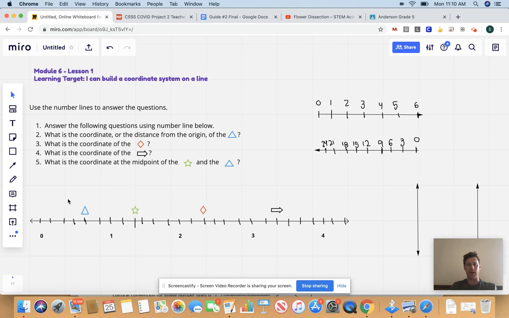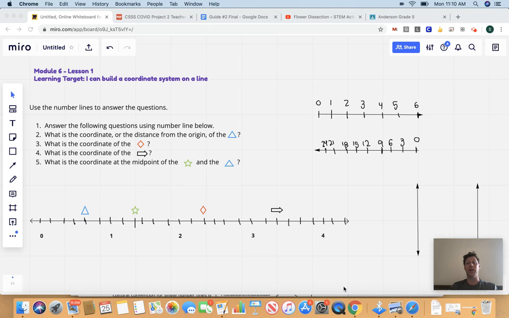coordinate plane looks like. So, we've got some shapes here on a number line, and we're going to figure out where those shapes are. But first, let's look at a couple of these number lines and think about what we notice and compare that to some of the number lines you're used to seeing. Take a moment, pause the video, and say what you see.